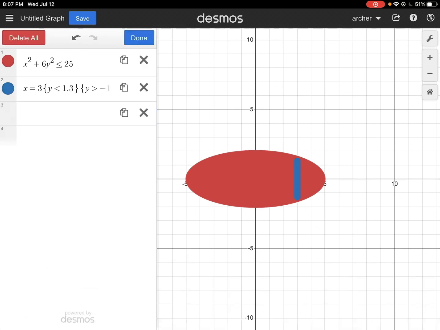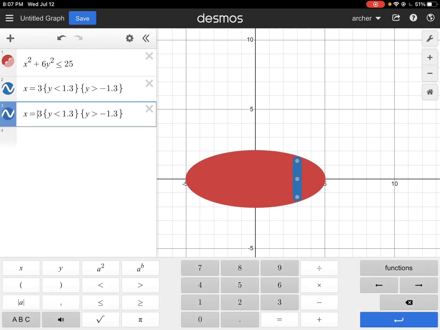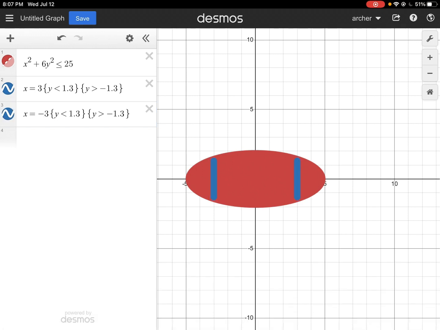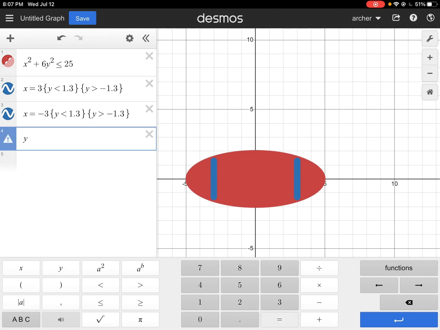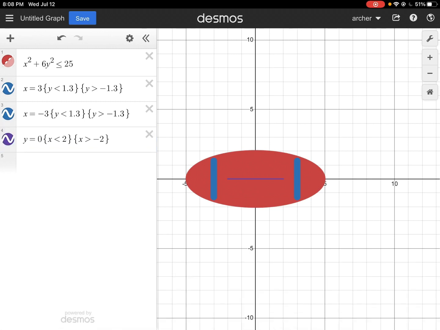Now we're gonna go back to our gear, and we're gonna hit that little kind of folded paper thing. We're gonna hit copy, and then we're just gonna make that -3. And then we're gonna make one more line, y equals 0, and then we're gonna go to that again. X is smaller than 2. X is bigger than -2. There we go.